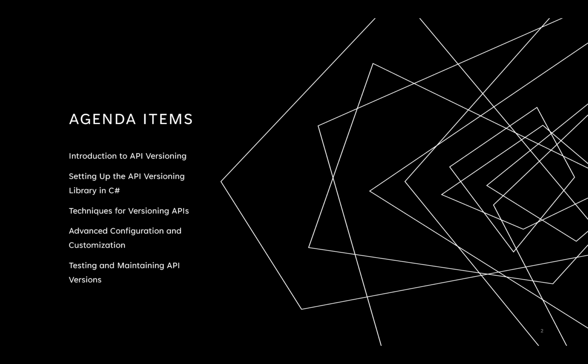This presentation will cover the definitions and significance of API versioning, the challenges it addresses, and an overview of an API versioning library. We will discuss setting it up in C#, various techniques for versioning APIs, advanced configuration options, and strategies for testing and maintaining different API versions.